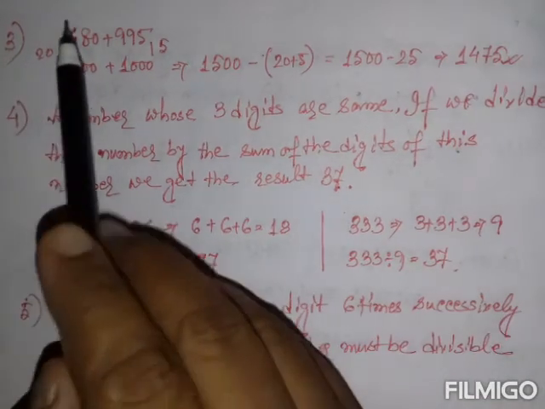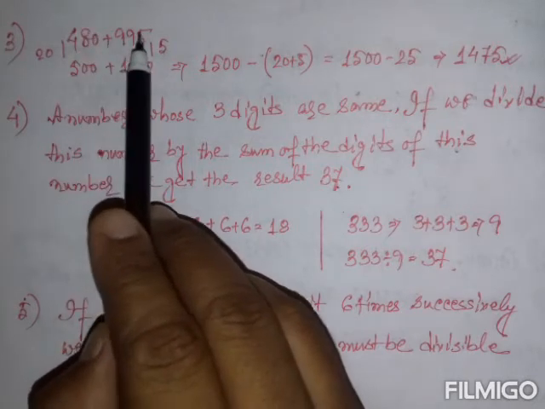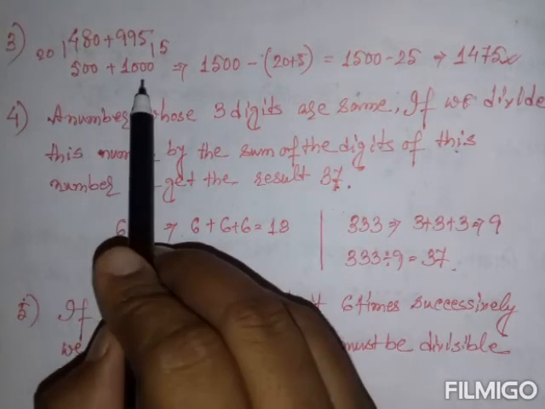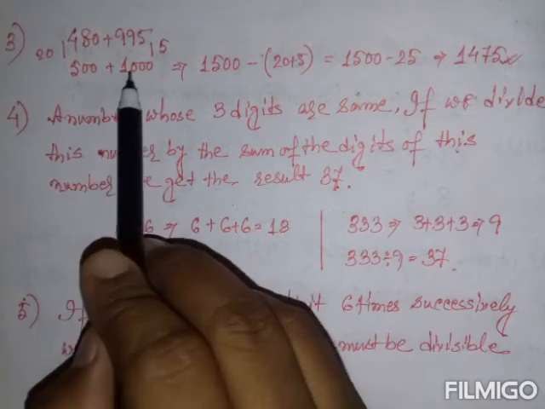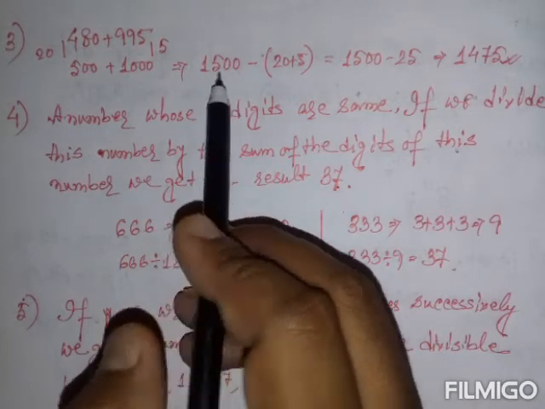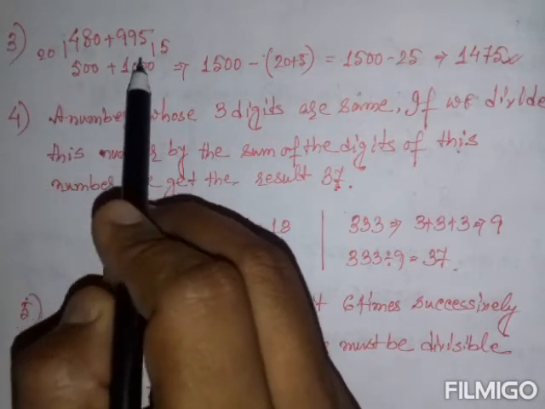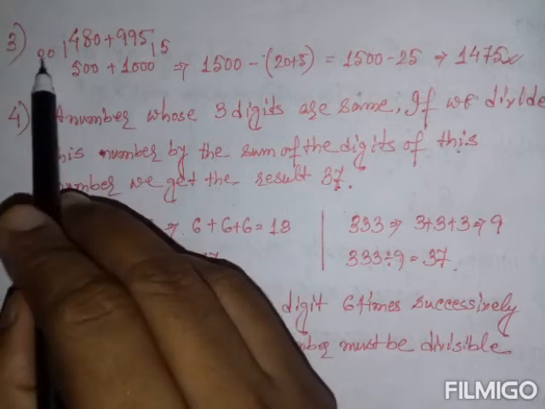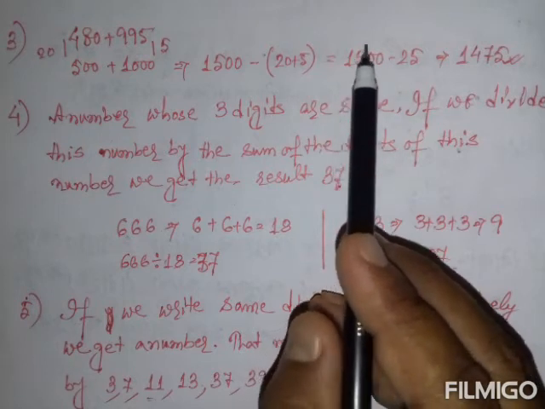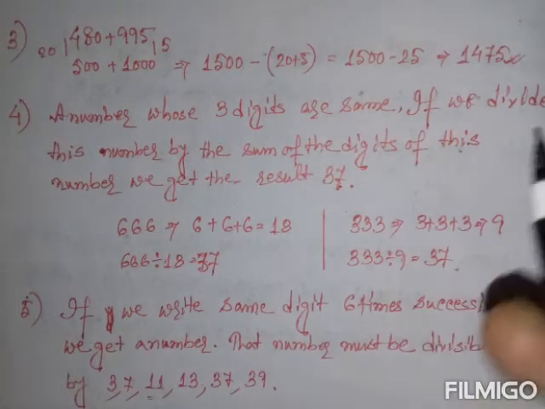Now number 3. 480 plus 995. In this kind of addition we can write 500 instead of 480 and 1000 instead of 995. This will be an easy process. Now 500 and 1000 is equal to 1500. We take the difference: 480 and 500 is 20, and 995 and 1000 is 5. Now we add 20 plus 5 means 25, and then 1500 minus 25 is equal to 1475. So it's a very simple process.